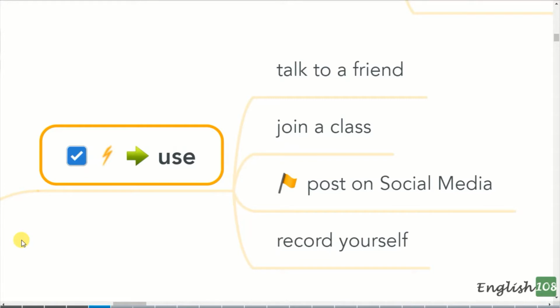Just in case you're not really comfortable on social media, you can record yourself, whether it is your video or your audio, and listen to it back. You can see where you stand, and you can do a good amount of self-evaluation through this.